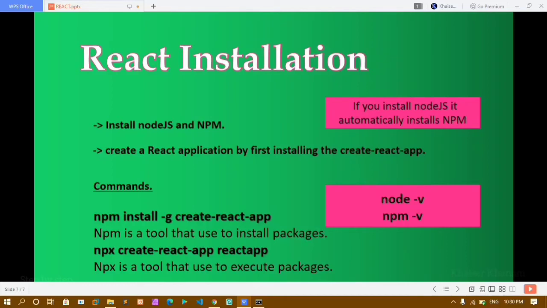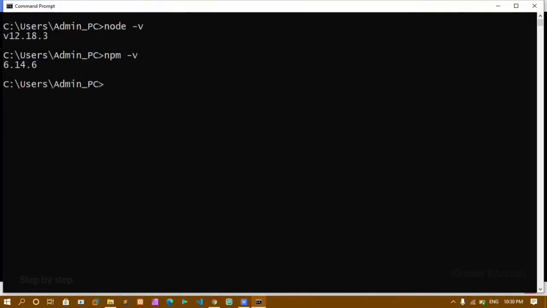I'll be using npx create-react-app. Just open the command prompt. You can install React app in any directory. I'll be installing in the E directory, and here I'll create one folder. I'll give my folder name as React series. Now I'll come inside this folder with cd React series. Now I am inside this folder.